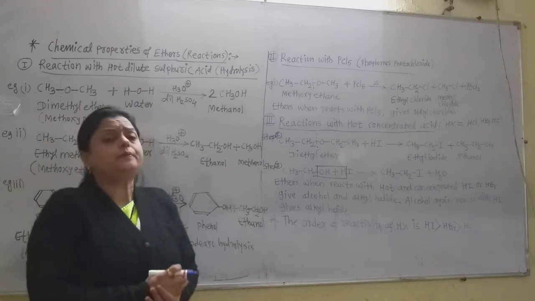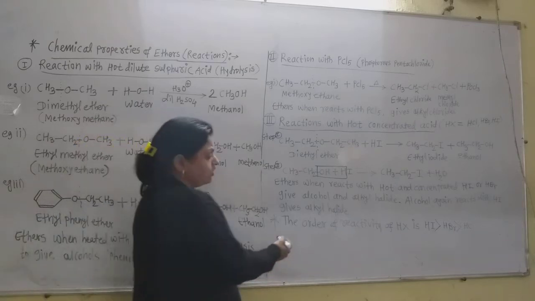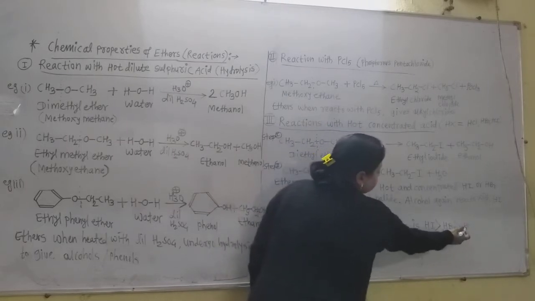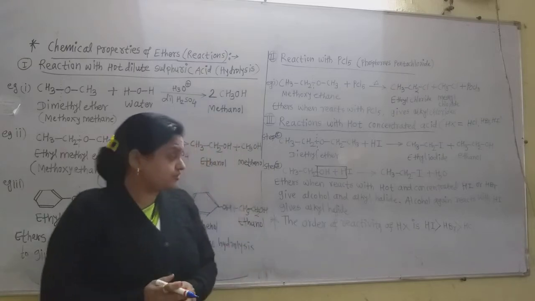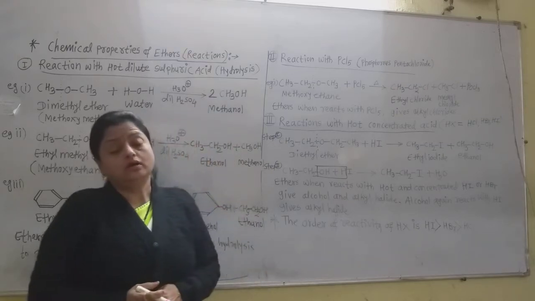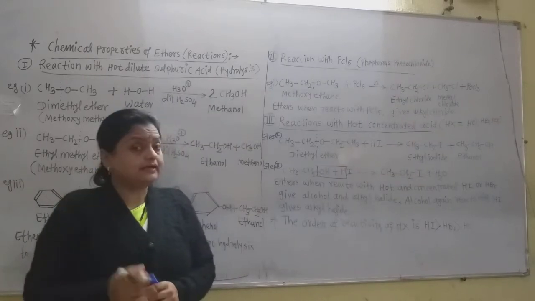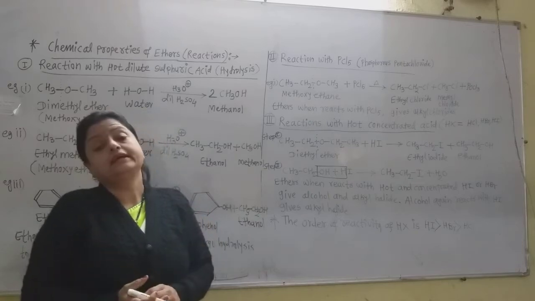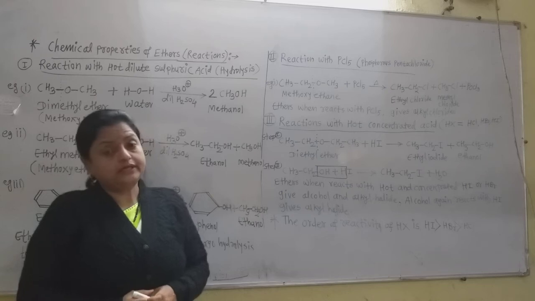But the order of reactivity of this HX is in this way: HI is greater than HBr is greater than HCl. That means if we do the same reaction with the same ether, using all these acids in different containers, then HI reacts first and most readily with the ether, and HCl reacts slowly with the ether.